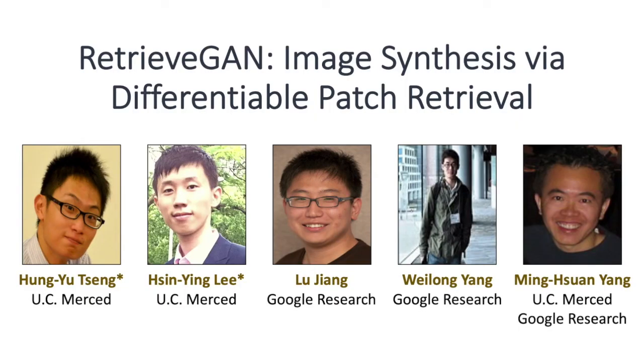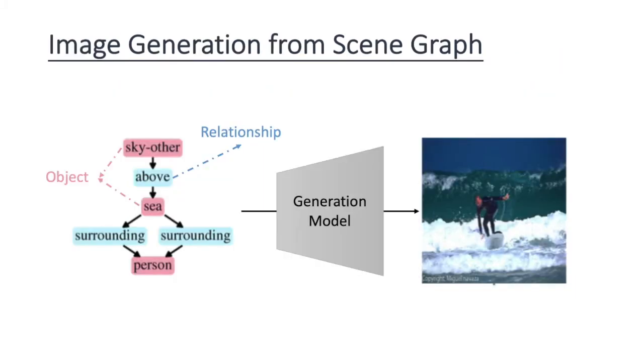I'm glad to share our work, RetrieveGAN, image synthesis via differentiable patch retrieval. It is a joint work with Xinyin Li, Lu Jiang, Weilong Yang, and Ming-Hsuan Yang. In this work, we aim to generate images from the scene graph representation. The input signal is a scene graph, which indicates the objects in the scene and the relationships between objects.